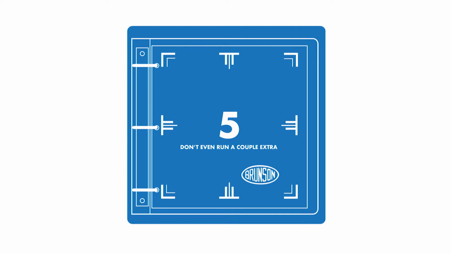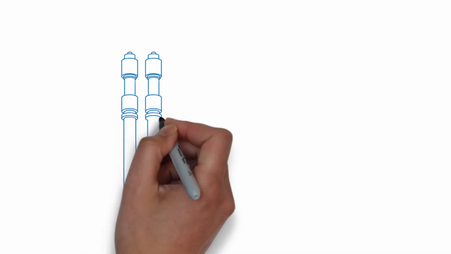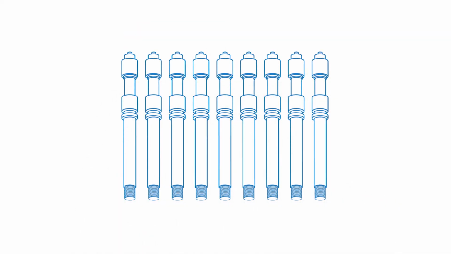Let's say I'm the lathe operator with this order for 7 parts. Shouldn't I just run a couple extra so that if something goes wrong downstream, they'll have a part handy? Well, let me jump in here and make a point.